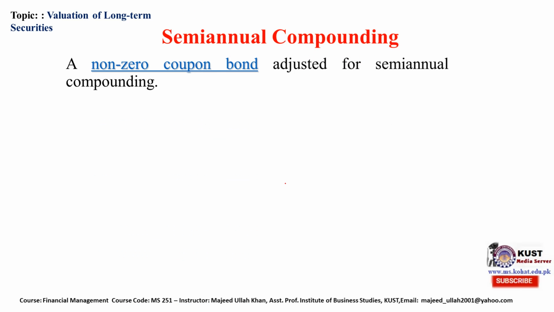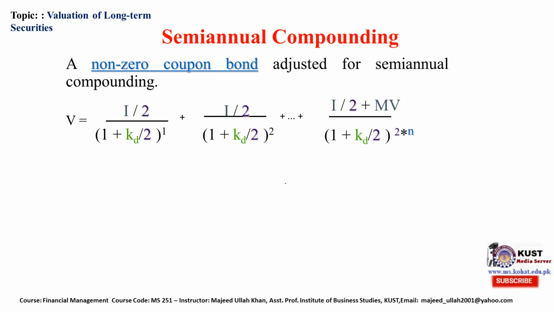Semi-annual compounding, let's suppose a non-zero coupon bond adjusted for semi-annual compounding. The same formula as we saw in the earlier lecture, but for semi-annual compounding we divide the interest by 2, because we will now receive the interest in 6 months, so the interest is for half a year.